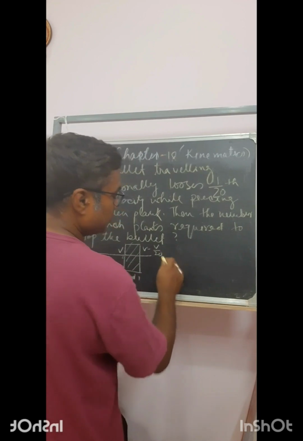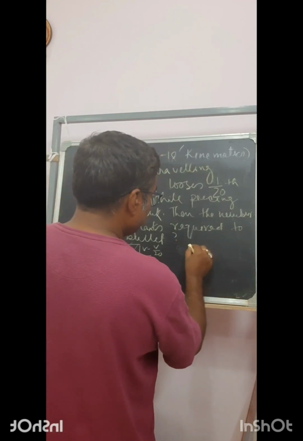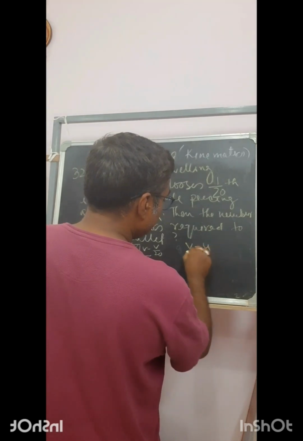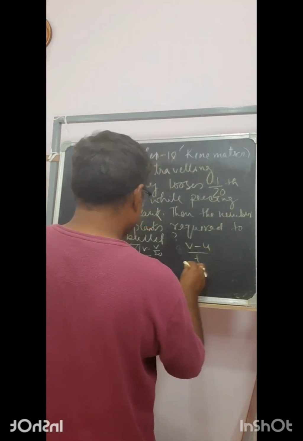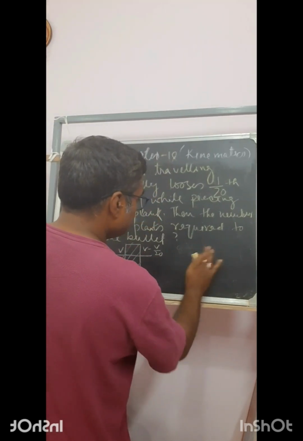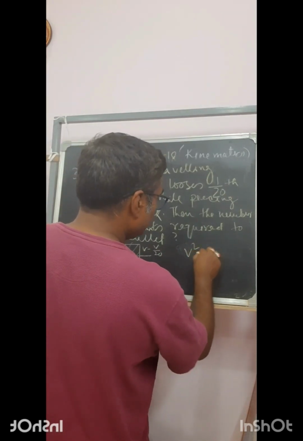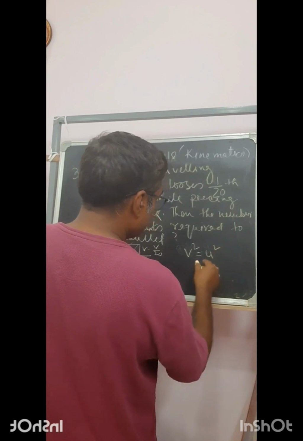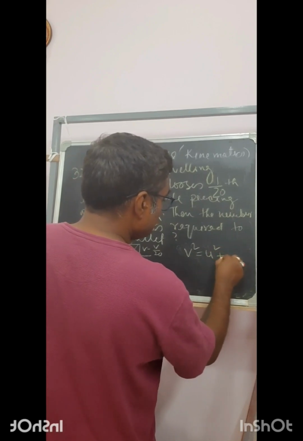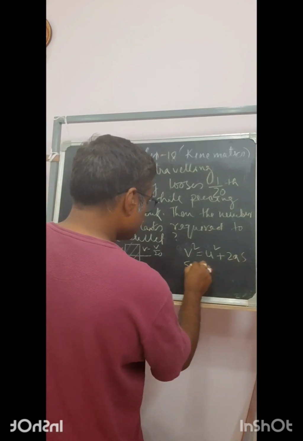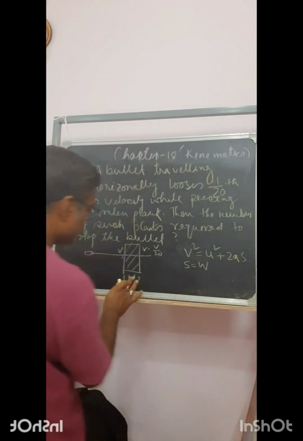The relation for acceleration, final velocity minus initial velocity by time, cannot be used as time is not given, but there is a relation with s, where the third equation of motion can be used, v square minus u square equals 2as, where s is equal to the width of the plank.